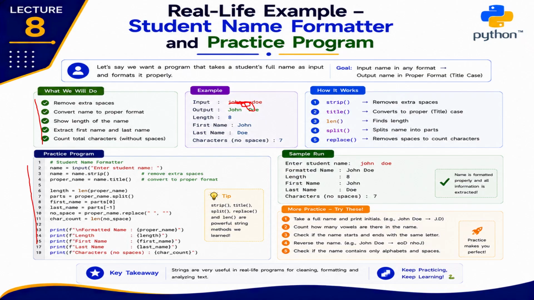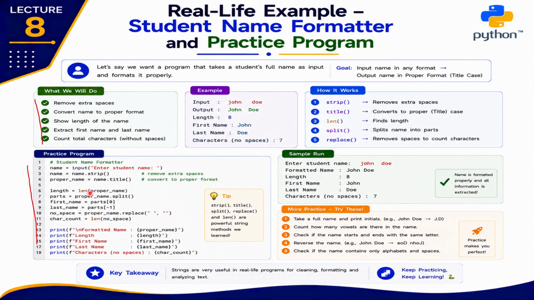Let me erase this. You can see here lowercase letter, spaces. Next is name is equal to name dot strip. The strip method removes the extra spaces from the beginning and end of the string. Now the name becomes clean.